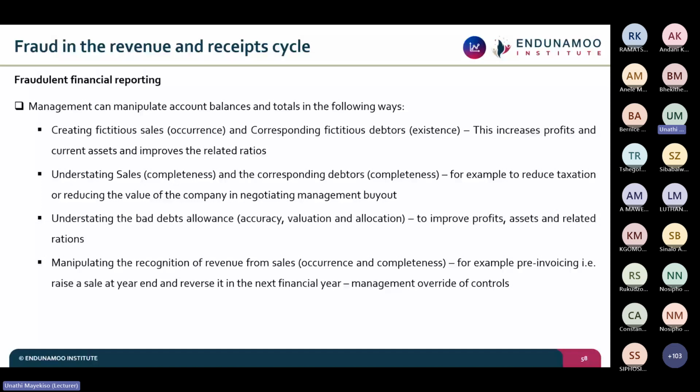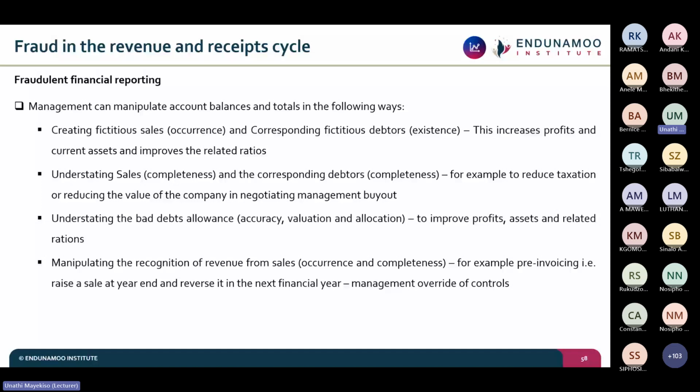They could also understate the bad debts allowance, which is an IFRS 9 concept. So again, your standards are coming in. IFRS 9 has an expected credit losses model that is supposed to be followed. If they're not following that correctly, you have a risk on accuracy, valuation, and allocation. This can be done to improve profits, to boost your assets and the related ratios. Or they could manipulate revenue recognition by pre-invoicing, so raising sales before those sales occur. So it's not fictitious sales, it's just prematurely recognized sales.